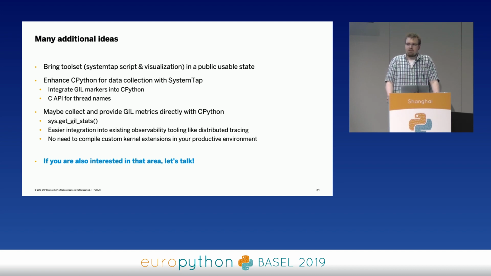Also, one question I had in mind is whether it would be possible to move this metrics collection directly into CPython, for the profiler itself. It doesn't have to be active all the time, but maybe we can enable it on demand if we need it, collect the statistics and get them out. If we have such an API, it is probably also easier to integrate it into existing observability tools, for example distributed tracing, which shows that this operation took 700 milliseconds, but overall it only consumed 30 milliseconds of the GIL. At that point you would already know that you probably have a problem with your GIL.